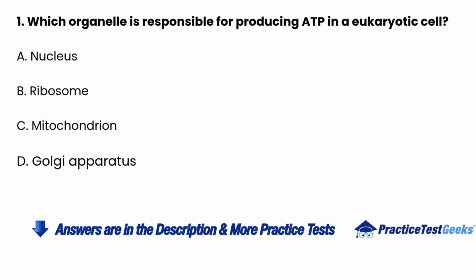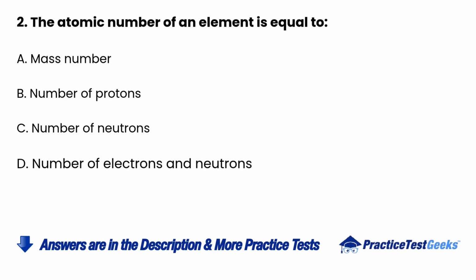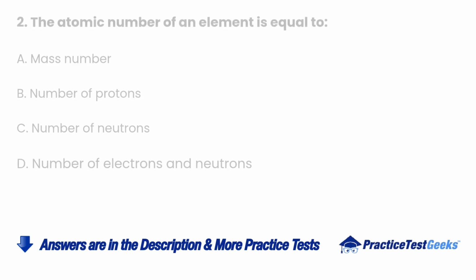1. Which organelle is responsible for producing ATP in a eukaryotic cell? A. Nucleus. B. Ribosome. C. Mitochondrion. D. Golgi apparatus. 2. The atomic number of an element is equal to A. Mass number. B. Number of protons. C. Number of neutrons. D. Number of electrons and neutrons.